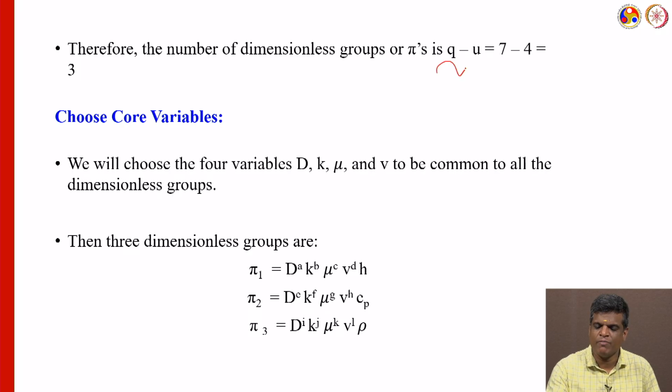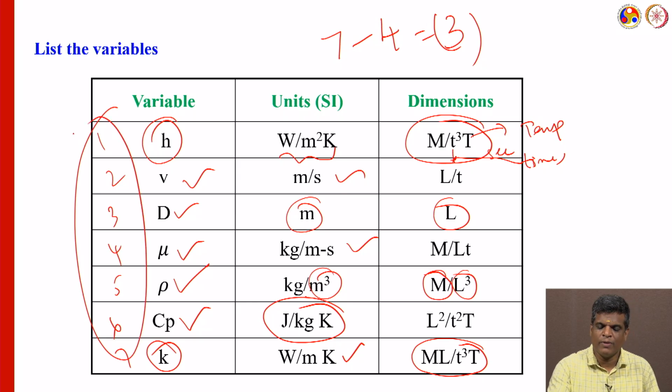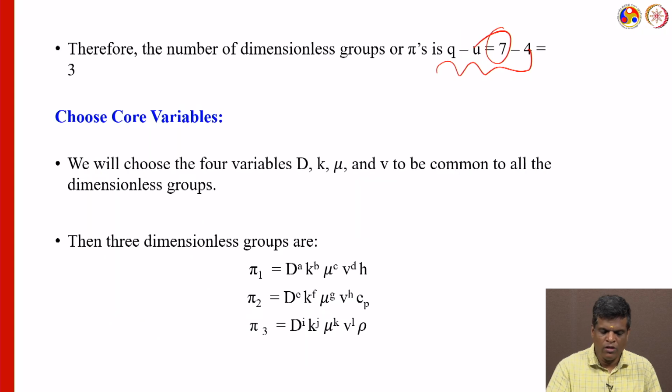We already did it the same way: Q minus U, where Q is the total number of variables, which is 7. I will go back: 1, 2, 3, 4, 5, 6, 7, totally 7 variables. The fundamental dimensions here are 4: mass, length, temperature, time. So 7 minus 4, we get 3 dimensionless numbers.